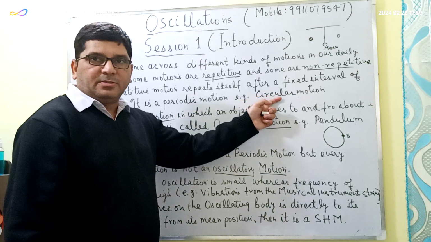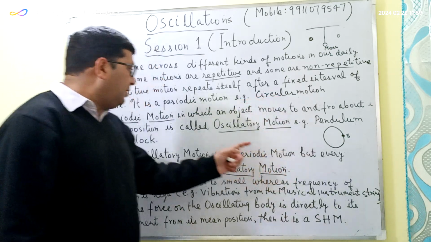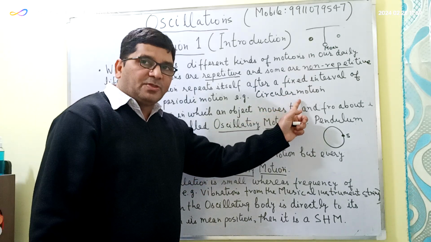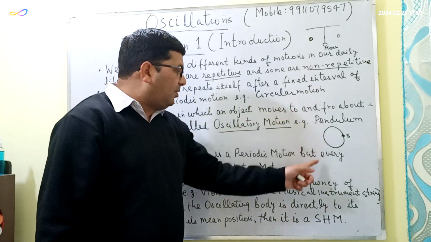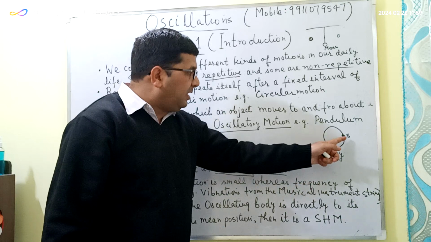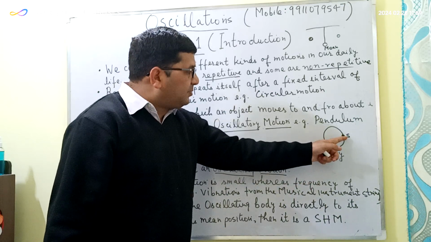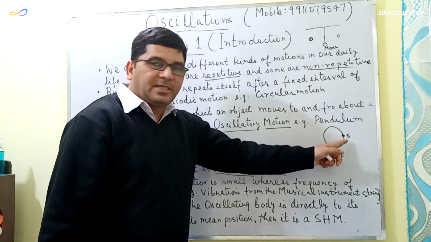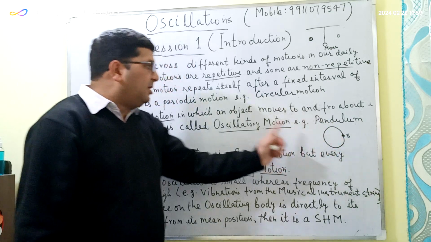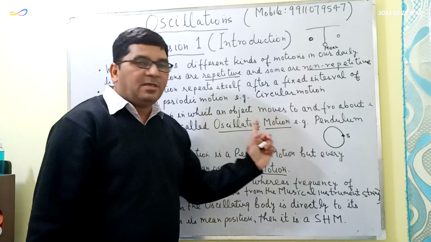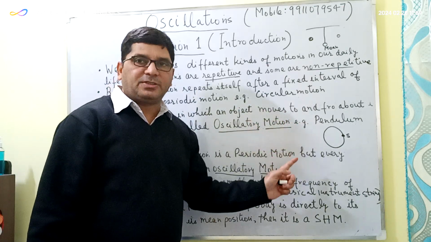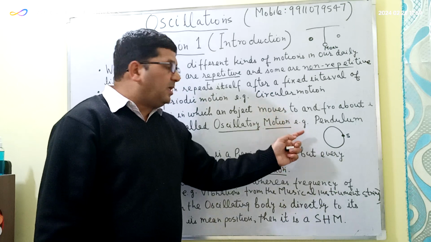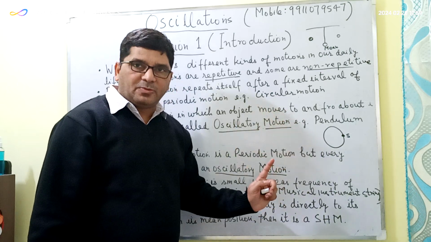this circular motion is not an oscillatory motion. Circular motion is a periodic motion, but it is not an oscillatory motion, because here you can see that a person is starting from this point, that is S, he will reach this point again after a fixed interval of time, but here the motion is not happening about any mean position. So therefore circular motion is a periodic motion, but it is not an oscillatory motion.